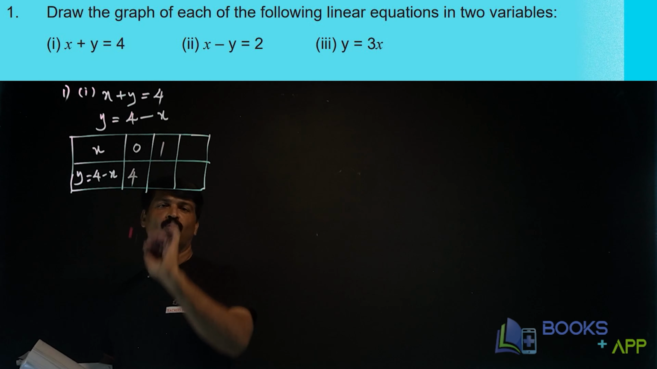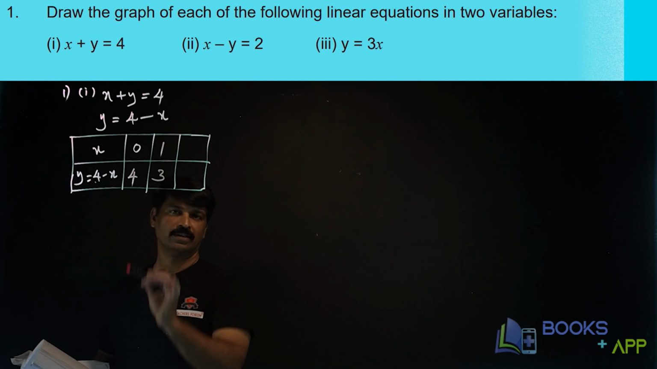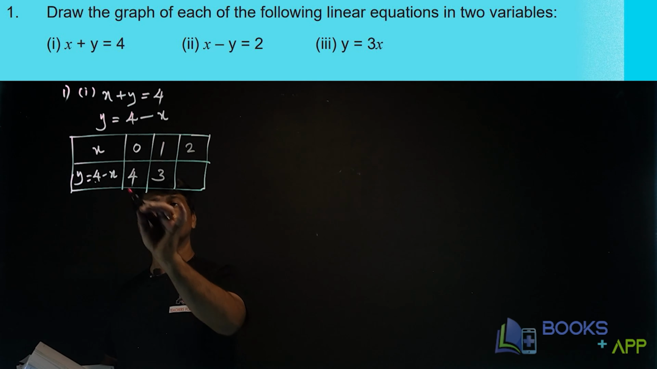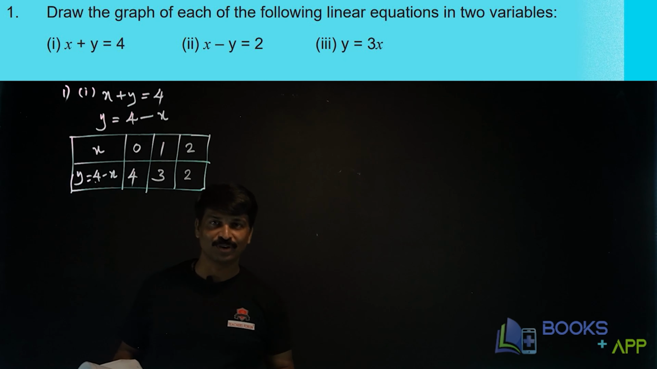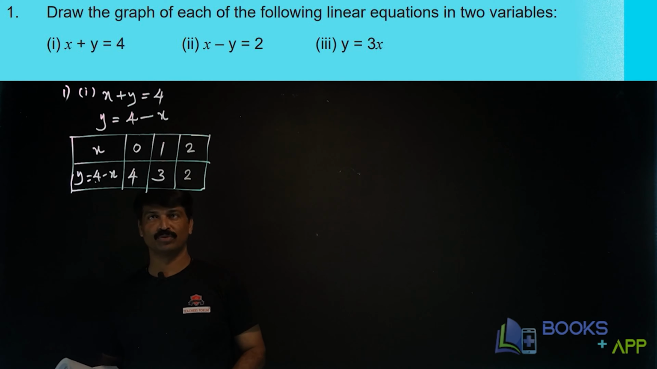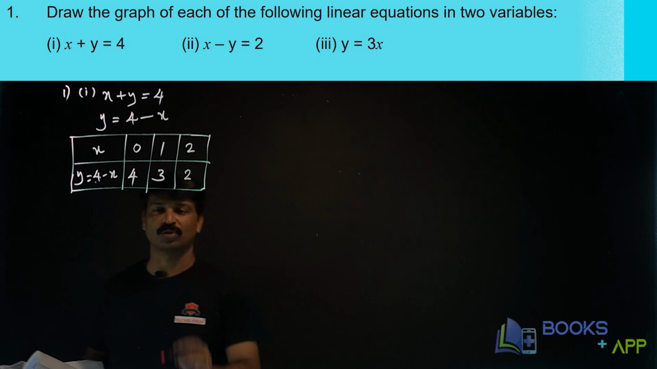Put x equal to 1. What will be the value of y? 4 minus 1, that is 3. Now put x equal to 2. So the value of y will be 4 minus 2, that is 2. So you got 3 sets of solutions: (0, 4), (1, 3), (2, 2). Now let us see how to draw the graph.